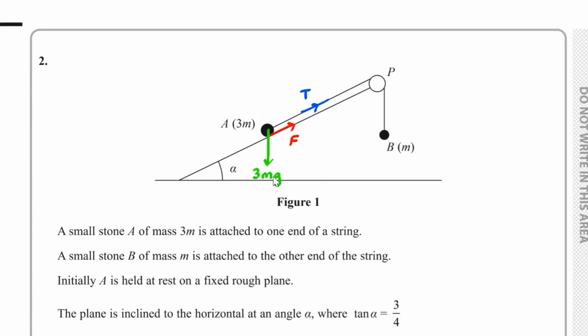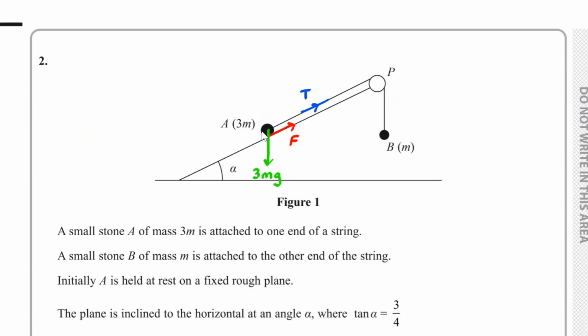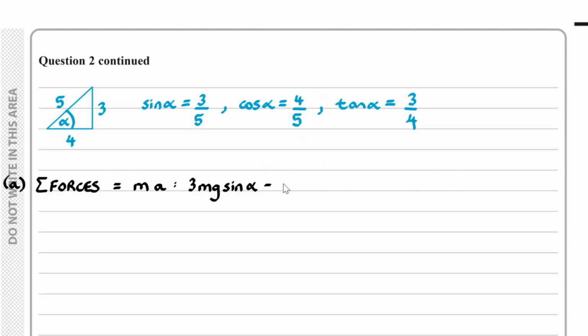The forward force will be 3mg sine alpha. We've got the component here going forward, of course parallel to the plane. So we've got 3mg sine alpha. We then subtract off F and we subtract T. And all of this is equal to 3ma.